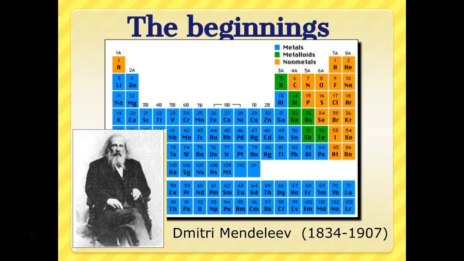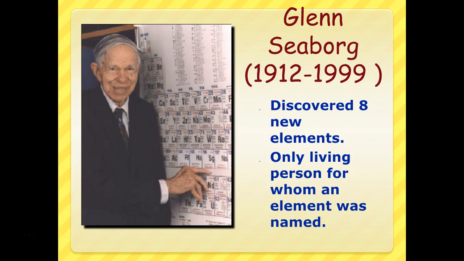So in the beginning we had Mendeleev, who lived mid-1830s to 1907. Now we have a scientist, Glenn Seaborg, who lived up to 1999. He was so instrumental in adding the new elements, the ones we find with lots and lots of protons in the hundreds. He discovered 8 of these new elements, and he was the only living person for whom an element was named.